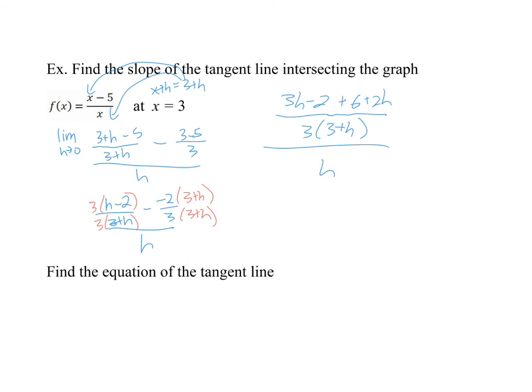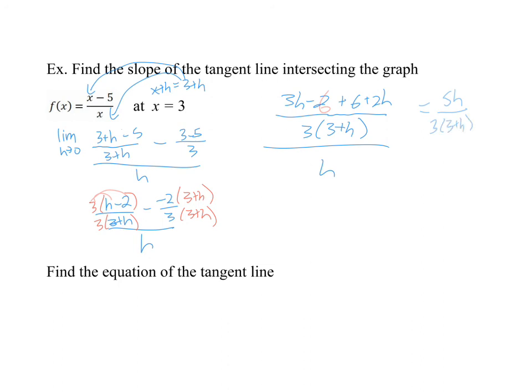Oh, I made a slight mistake. Let's just fix that. When I FOILed it out, I should have had 3h minus 6. Otherwise that screws things up, right? Because when we FOIL this here, we had 3 times h and 3 times 2. So that should work. Let's fix it from here now. So our top would simplify to 5h. And you can see the 6 minus 6 cancels, which is nice. Divided by 3 times 3 plus h.